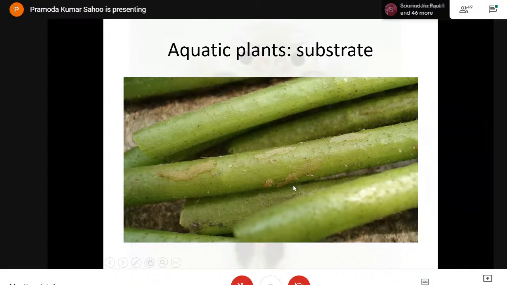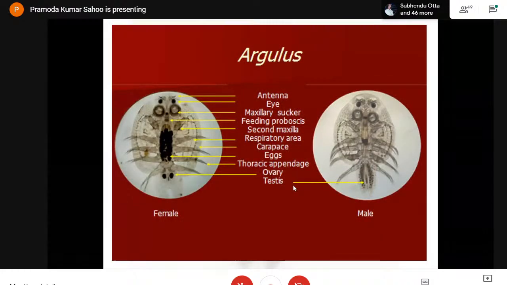If you can see the eggs there, if fish infection is there, you can suspect there is infection. So you have to think about its prevention or control. And coming to the anatomy of this parasite, these parasites cause a lot of irritation through their maxillary suckers and feed through their proboscis.